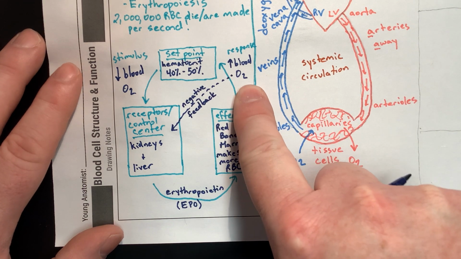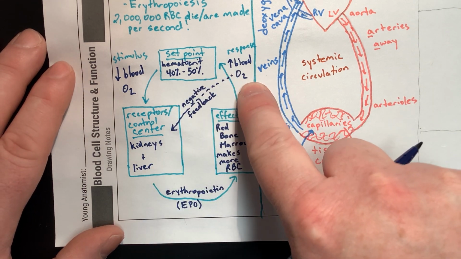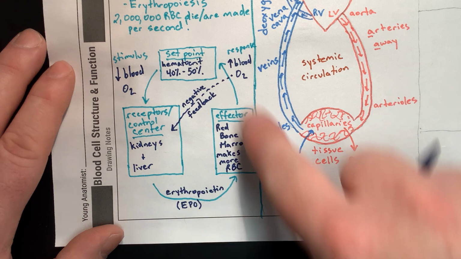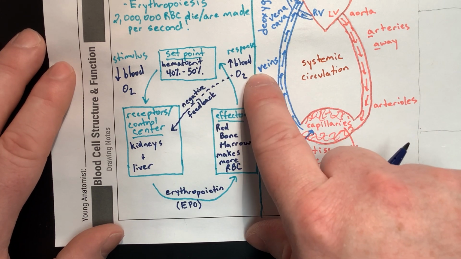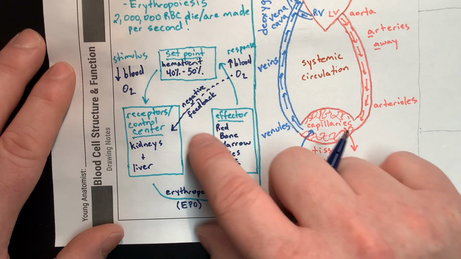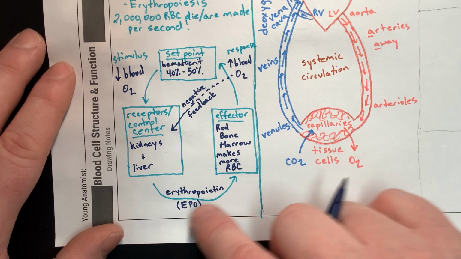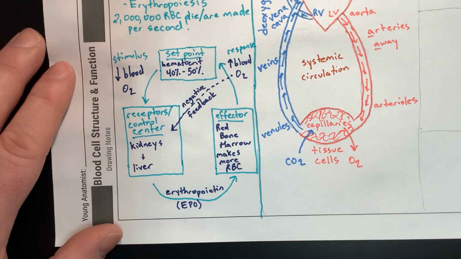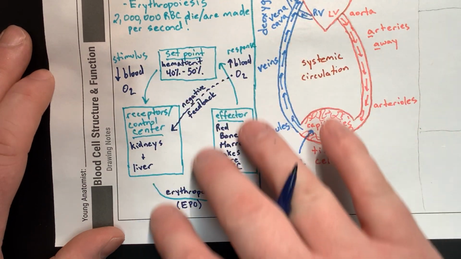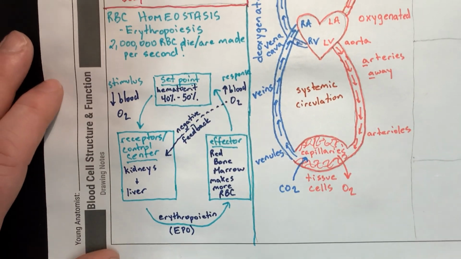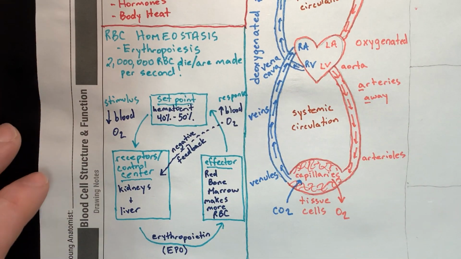Right, the product or goal of this process actually feeds back to shut down production. Once blood oxygen levels are high enough, the kidneys and liver will detect that and stop releasing erythropoietin to slow down making more red blood cells. All right, so this is the important homeostatic loop from this chapter about blood.